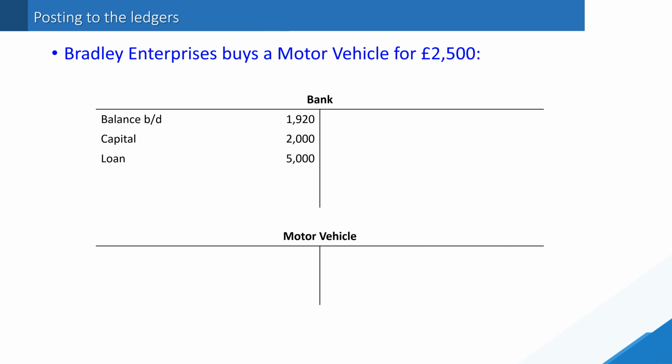In the bank account, you can see the initial balance brought down and the two additional transactions that we've previously discussed. When we purchase this motor vehicle, we will debit the motor vehicle non-current asset account and we will credit the bank account. This reduces the asset of bank. The narratives that we use recognise the name of the account where the opposite entry is recognised.